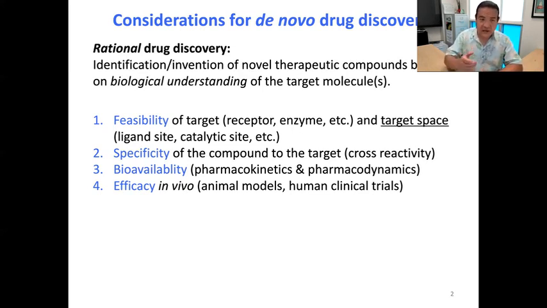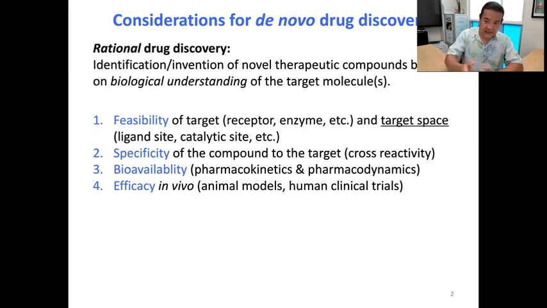Remember, we said rational drug design means you start off with a target in mind, right? And then you try to understand the biology of that target so that you can then design or come up with some sort of molecule that can specifically interact or modulate the activity of your target in the way you want.